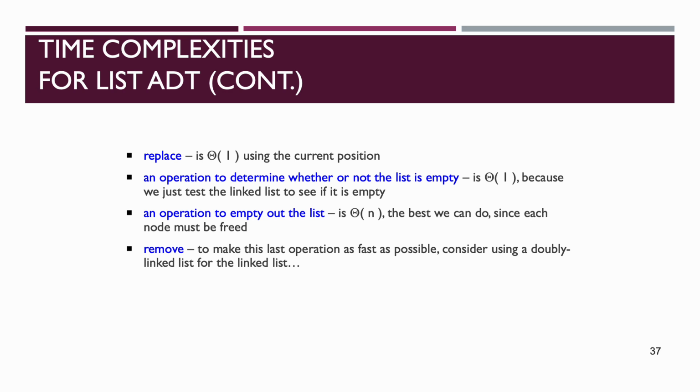Then an operation to empty out the list is theta n, the best we can do since each node must be freed. Then for remove, to make this last operation as fast as possible, consider using a doubly linked list for the linked list.